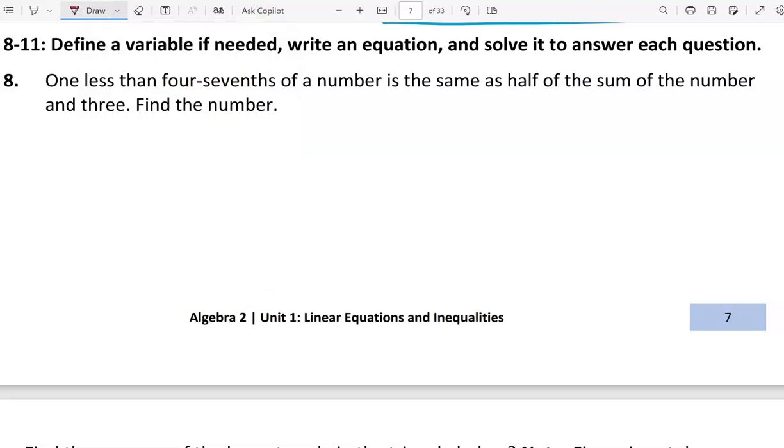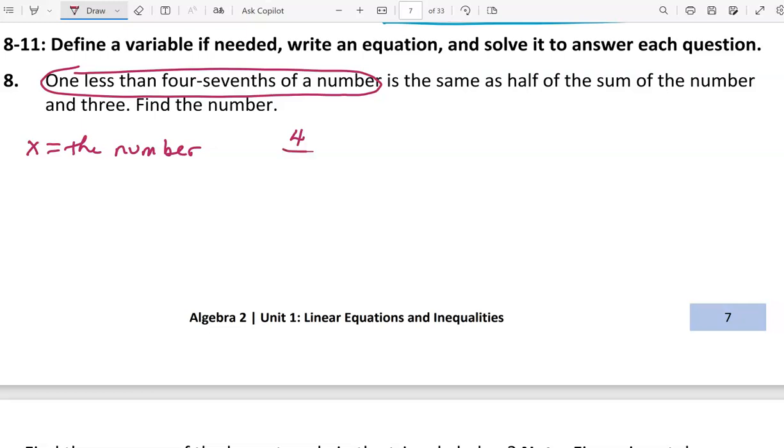So in 8, we have 1 less than 4/7 of a number is the same as half the sum of the number and 3, find the number. So let's let x equal the number. Let's take this first expression before the word is. 1 less than 4/7 of a number. 4/7 of a number is 4/7 times the number, so that would be 4/7 x. 1 less than it means we subtract 1 from that expression.